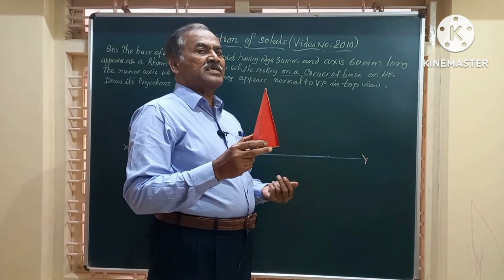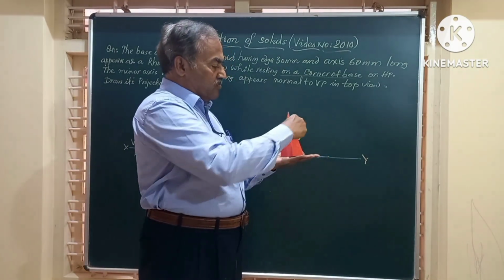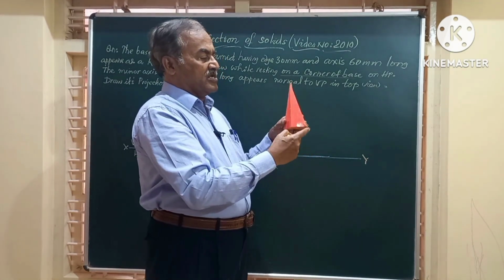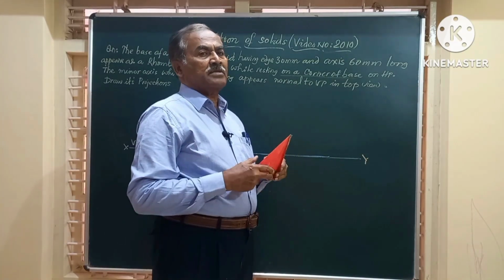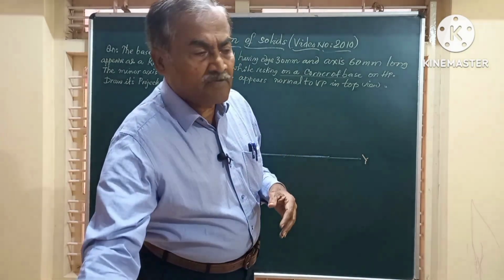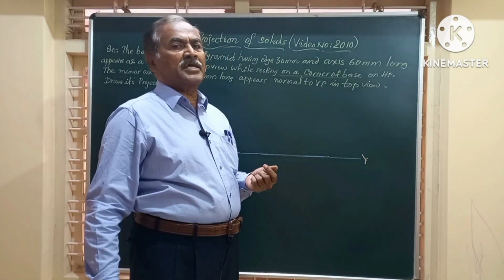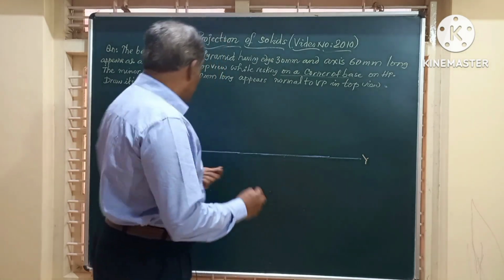So let us place the pyramid initially on HP such that one of the corners of the base, say this corner, is to the right side of the observer. So this can be done by placing the pyramid on HP with all the four sides equally inclined to VP and get the top and front views of the pyramid.